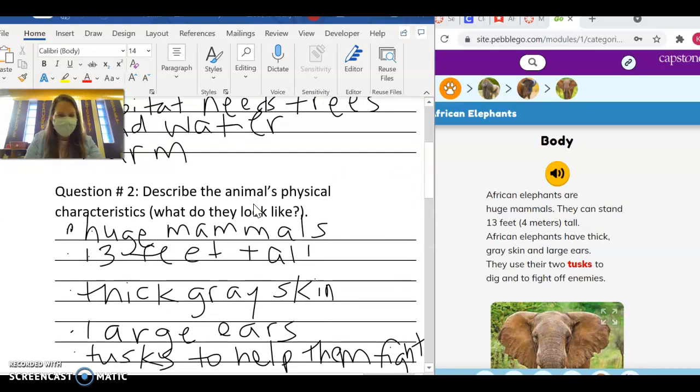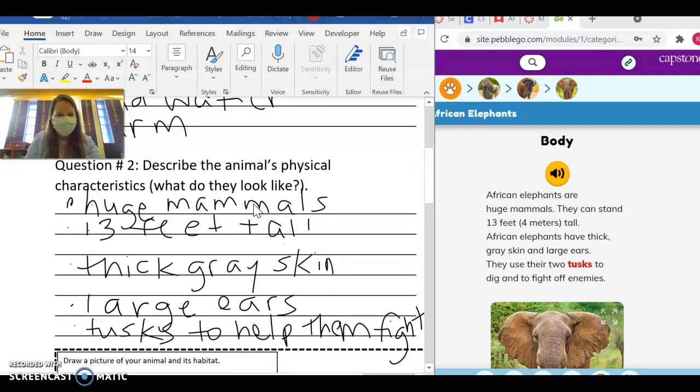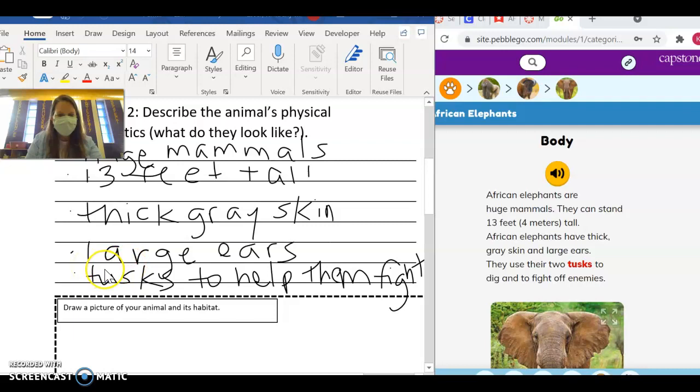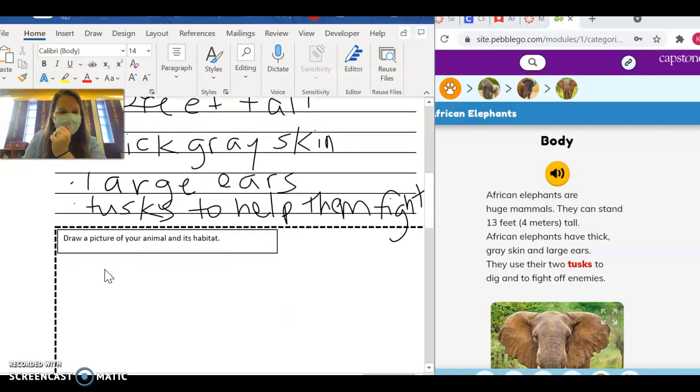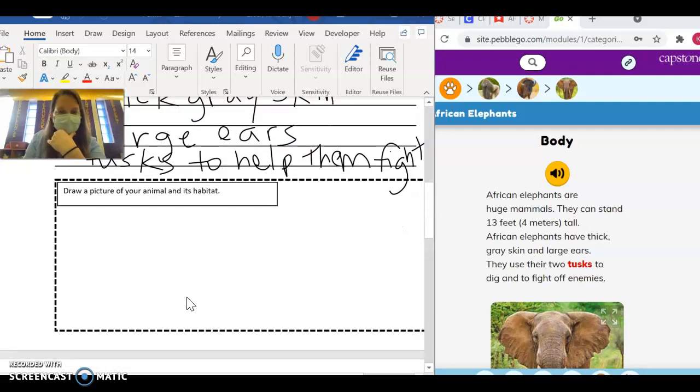Question number 2 was about the physical features or the physical characteristics of your animal. So basically, what does it look like? So I wrote down that elephants are huge mammals. They can be 13 feet tall. I wrote that they have thick gray skin, they have large ears, and they have tusks to help them fight off their enemies. And then down here, you would need to draw a picture of your animal in its habitat. And you need to do the best you can on this image and also add color to it as you will be taking a picture of it and adding it to your PowerPoint. Okay, so that's where you should be so far in this project.